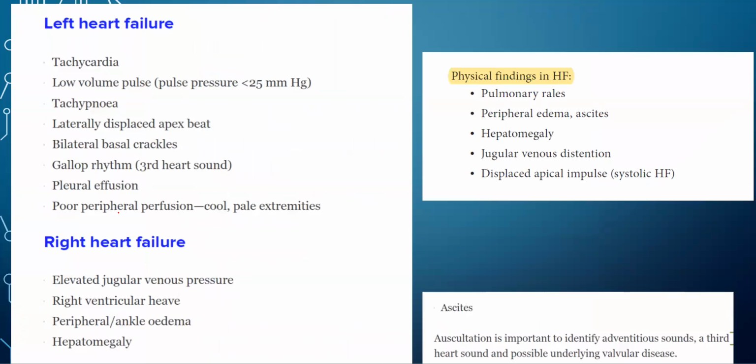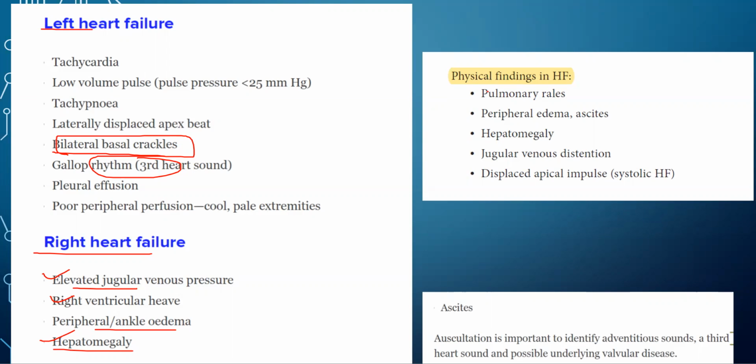What are the specific features of right and left heart failure? For right heart failure, we already know there will be elevated JVP, peripheral or ankle edema, and then tender hepatomegaly. These three are the main features of right heart failure. For left heart failure, you mainly get bibasilar crepitation in the lung. You can get an S3 gallop rhythm. You can also get tachycardia, tachypnea, those kinds of features. But bibasilar crepitation is usually the main feature of left heart failure.